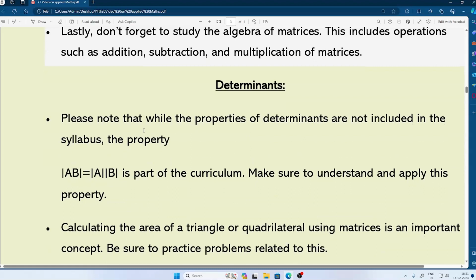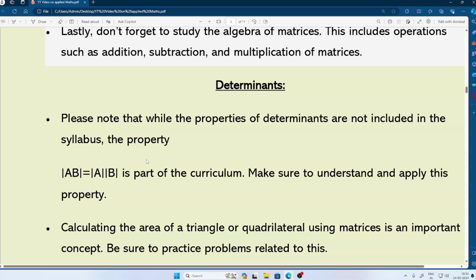Determinant, what is there? Just evaluation by expanding a determinant in terms of the first row, first column, or any row, any column. And very important, determinant properties are not included in the curriculum, but det AB equals det A into det B, this property is there. Please take care of this property. This can help you in solving many sums.